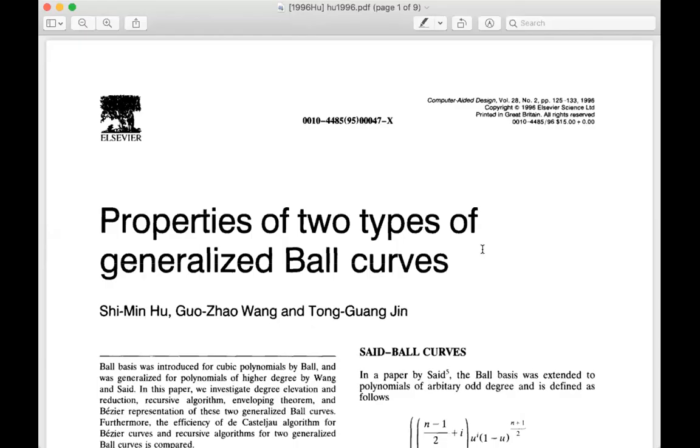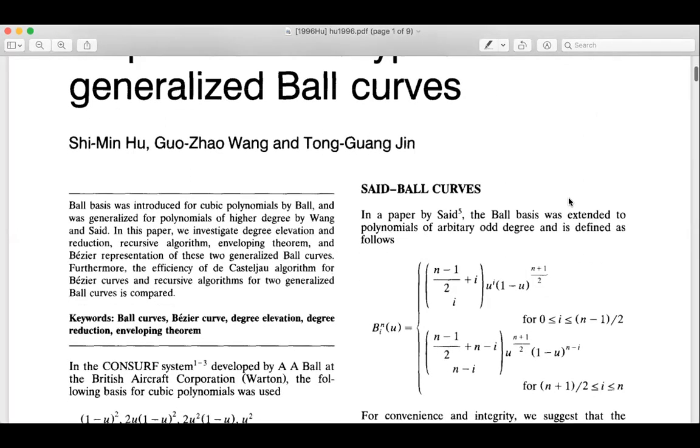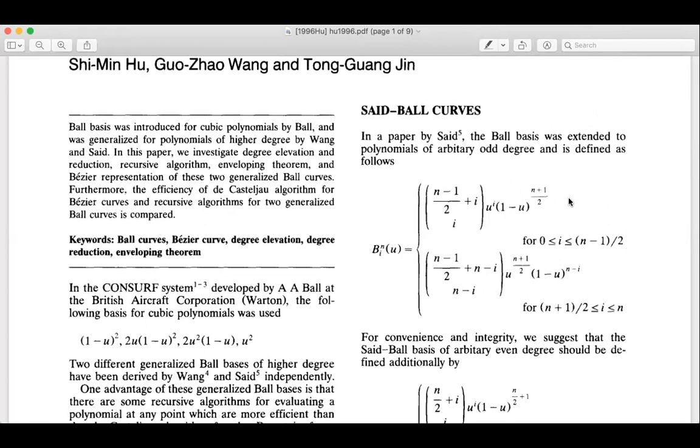I'm sorry, I don't have the paper for Wang, in Chinese. But I have Wu. So in Wu, this is what we are going to talk about today. This is about this paper, 1996. If you remember, in Wu, we separate the ball curve into two kinds, Said-Ball and Wang-Ball. We put Said and Wang before ball because ball is more important. The most important name will be closer to the noun.